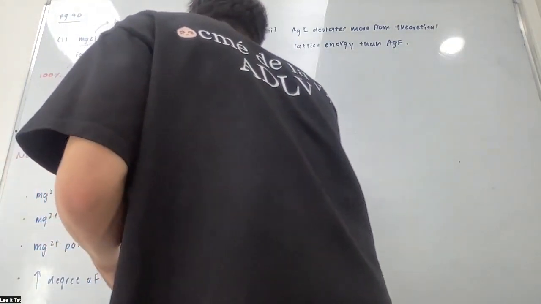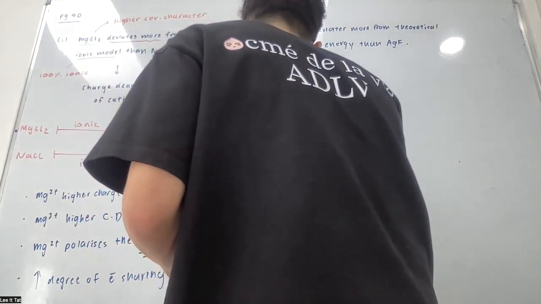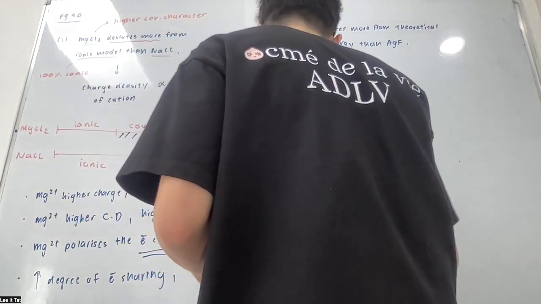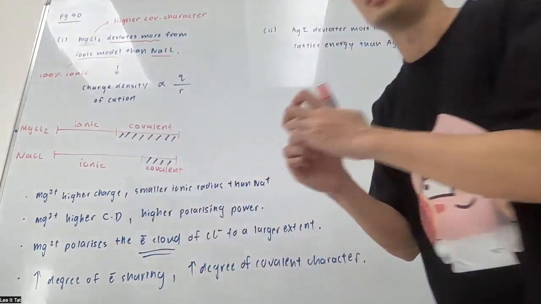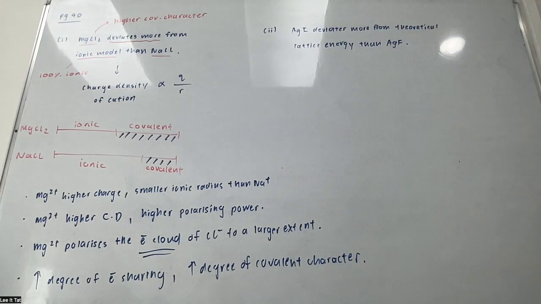And as a result, higher degree of covalent character. It all links up very, very nicely. Okay, try not to jump your answer straight to covalent character, because we have to talk about sharing first. It's all about the sharing, right? That's why you have more covalence.